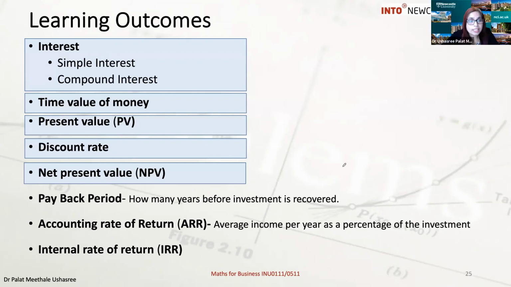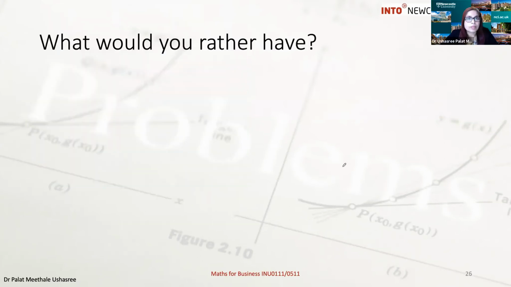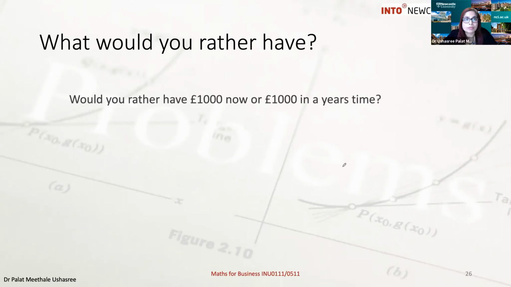Now let's see what is the net present value. If I ask you a question, what would you rather have? Would you rather have £1,000 now or £1,000 in a year's time? Which option will you choose?